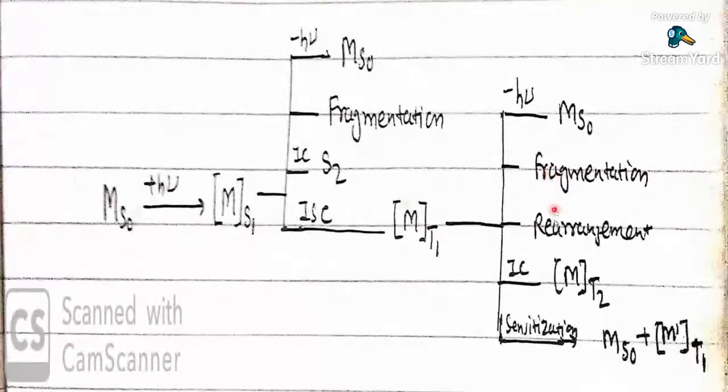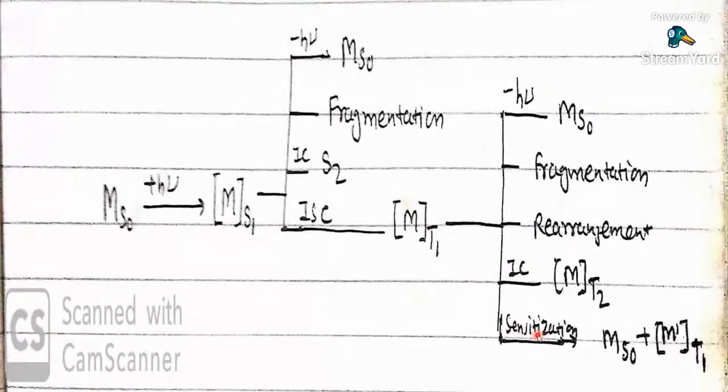Then rearrangement reactions, where we will see the cis-trans isomerism reaction, di-pi-methane rearrangement reactions, oxygen addition reactions, like that. Then internal conversion, the molecule may go through internal conversion, or it may undergo sensitization, where we have seen P-type delayed emission of fluorescence, where one molecule transfers its energy to a second molecule. Initially, for this we will see some sensitization reactions, where the oxygen addition reaction is there.